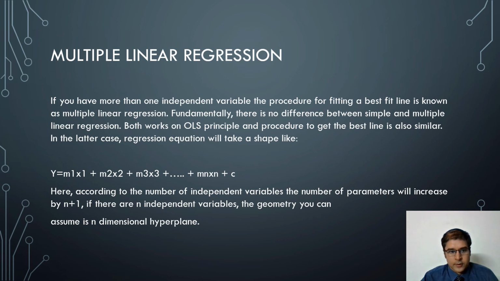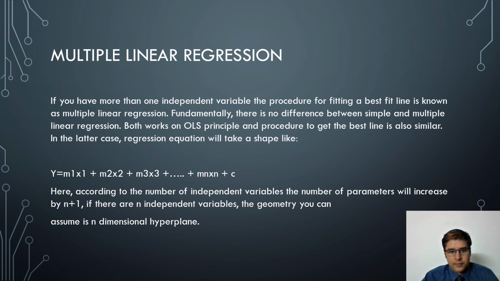Multiple linear regression. If you have more than one independent variable, the procedure for fitting a baseline is known as multiple linear regression. Fundamentally, there is no difference between simple and multiple linear regression. Both work on the OLS principle and the procedure to get the best line is also similar.